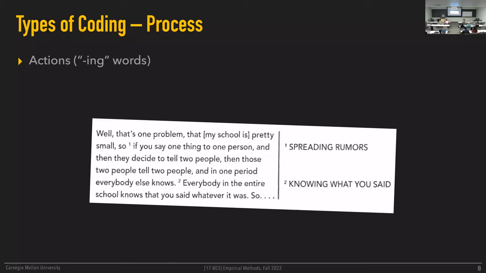Or you could be coding for process words. Typically you'd be extracting the "ing" words and things like this. "Well, that's one problem, that my school is pretty small. So if you say one thing to one person and then they decide to tell two people, then those two people tell two people, and in one period everybody else knows." So "spreading rumors" could be one way of summarizing this sentence. Okay. And you're focusing on process words and you're using verbs to do this.